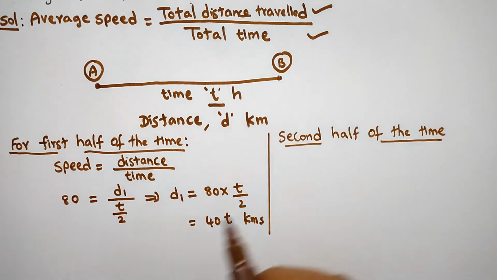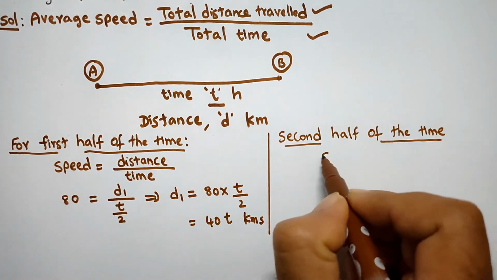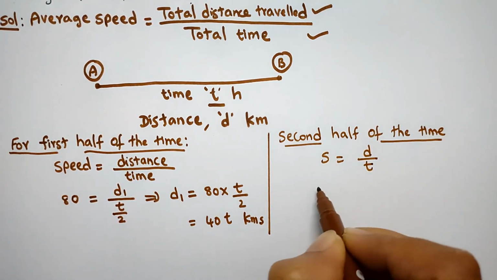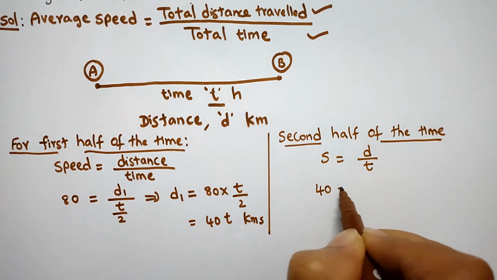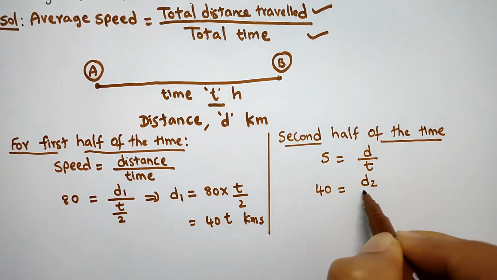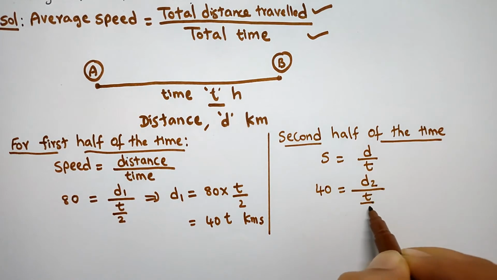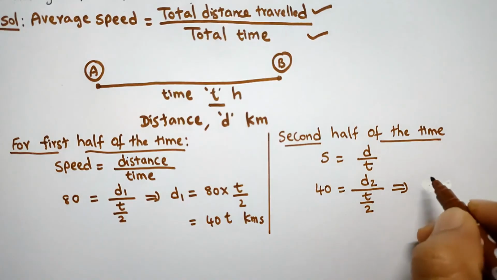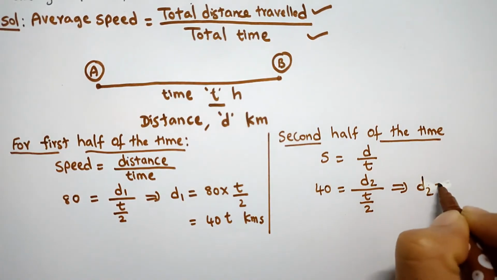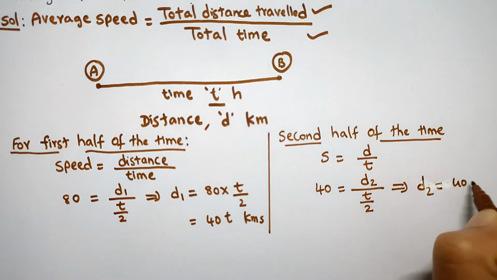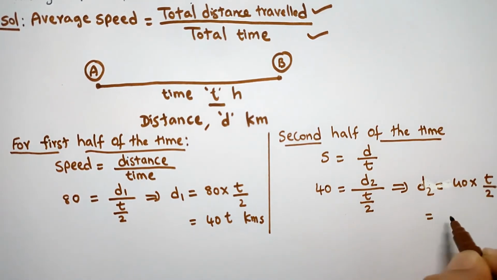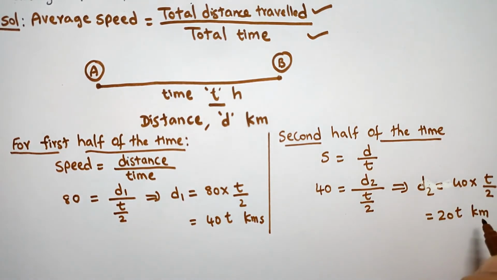Now let us find what is the distance traveled by the car for second half of the time, and as we know speed is equal to distance by time, and for that half of the time speed is 40 kmph, distance be d2 and time be t by 2. d2 is equal to 40 into t by 2. So finally distance traveled for remaining half time is 20 kilometers.